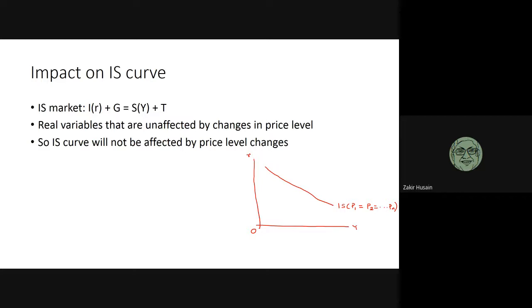Now, in the IS market, the commodity market, the equilibrium condition was I(r), investment as a function of interest, plus G equal to savings, which is a function of income and taxes. So these are all real variables that are not influenced by changes in price level. So if there's a change in the price, this will not affect the IS curve. The IS curve will remain the same. So you can see over here that we have an IS curve. Whatever the price level, the IS curve will remain the same.